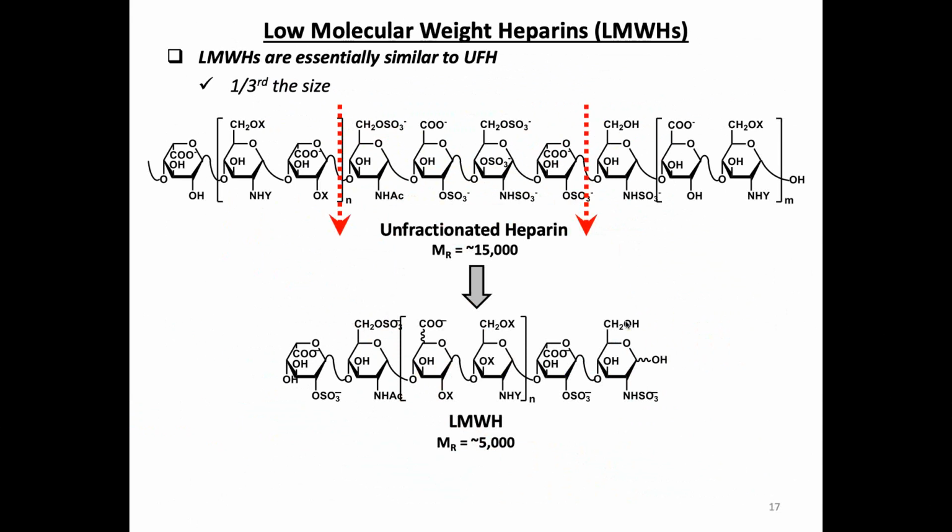Okay? So basically you need to have 2 nicks in an average chain of heparin. And you would get low molecular weight heparin. This was a major area of research. Why? Because heparin is a product that's been going on, has been used for a very, very long period of time.